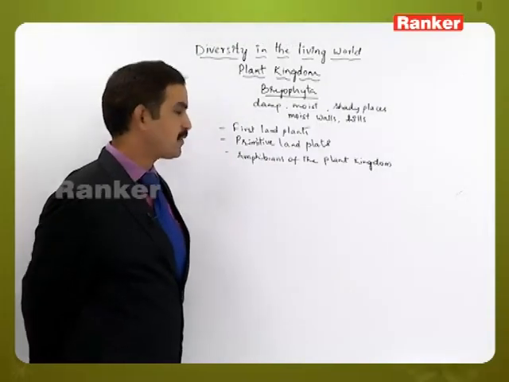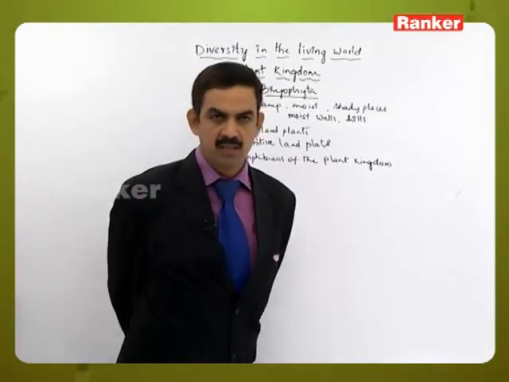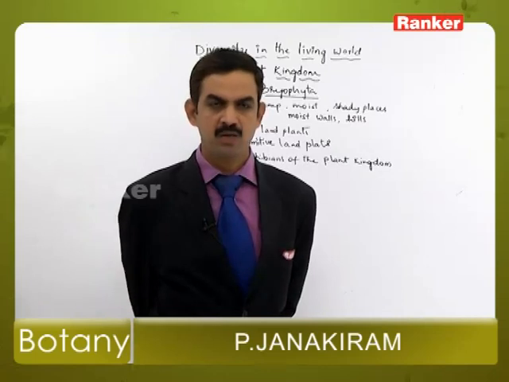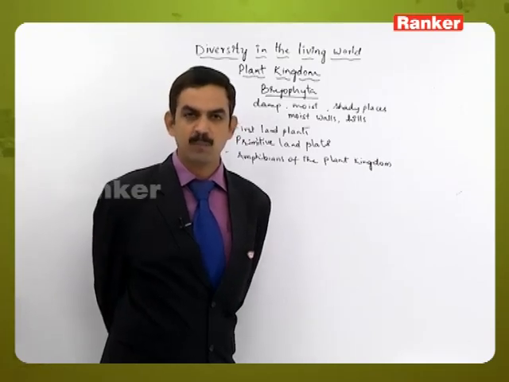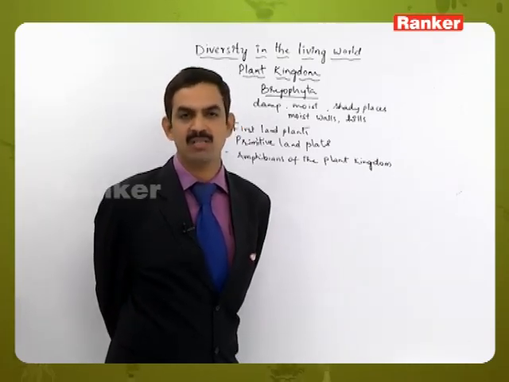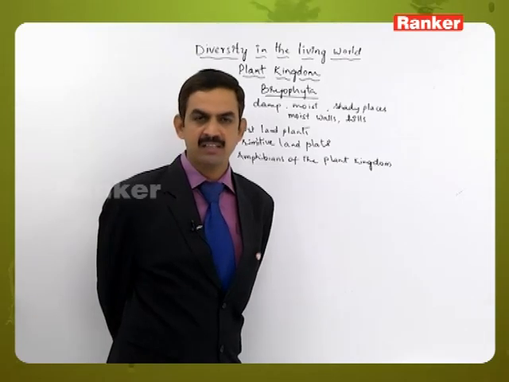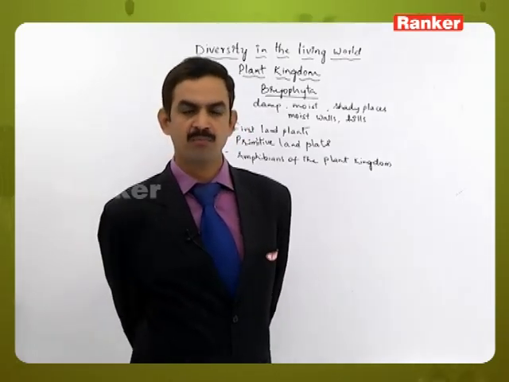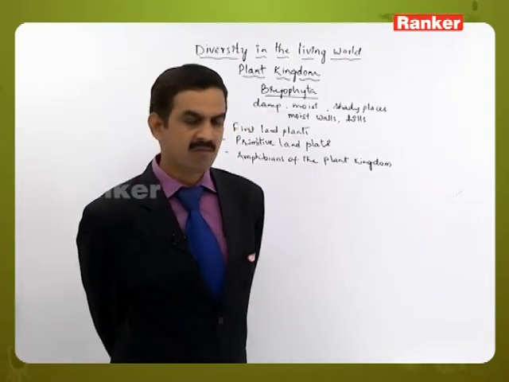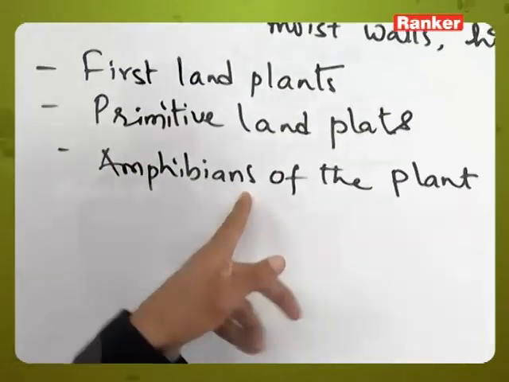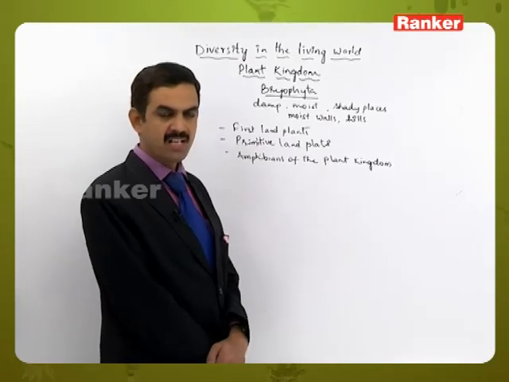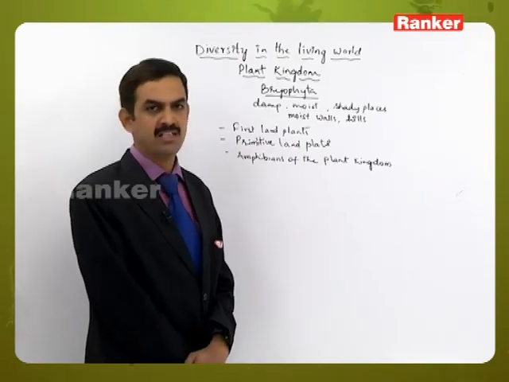Why are these called the first and primitive land plants? In the course of evolution these are the first plants to colonize the land, that is the terrestrial habitat, and they are not completely adapted to the terrestrial habitat because in the life cycle they require water for some metabolic functions. That's the reason why they can survive on land and yet depend on water. That's why these are called the amphibians of the plant kingdom.